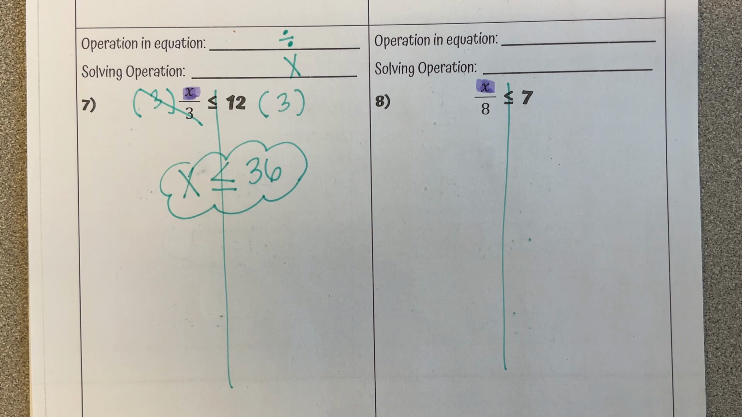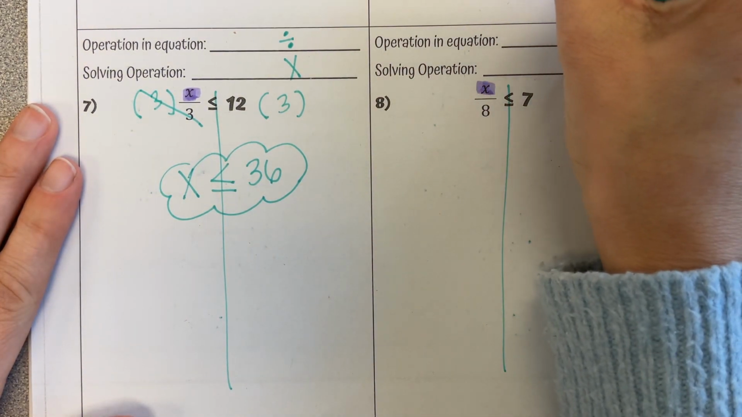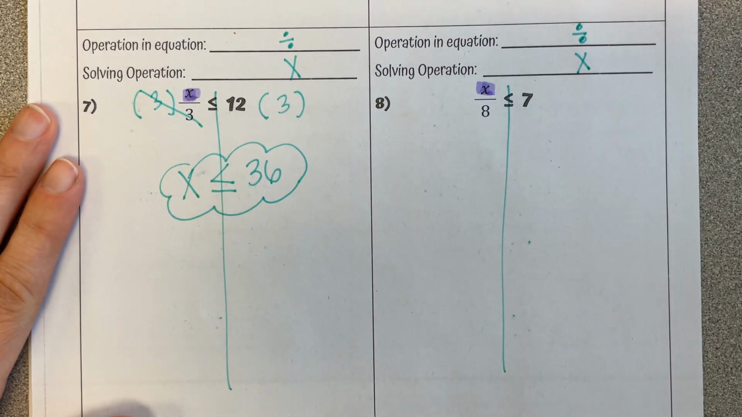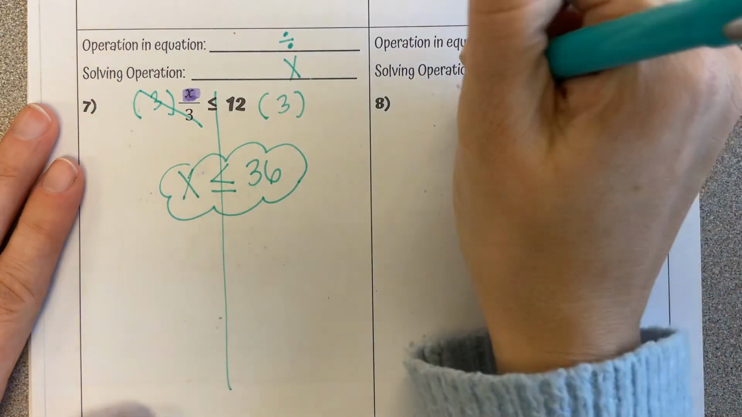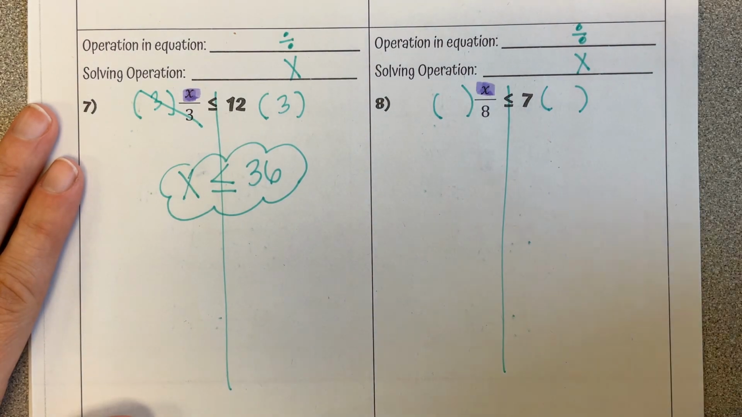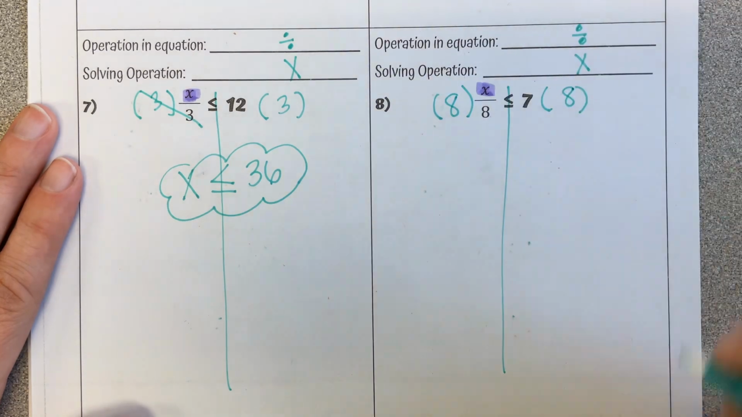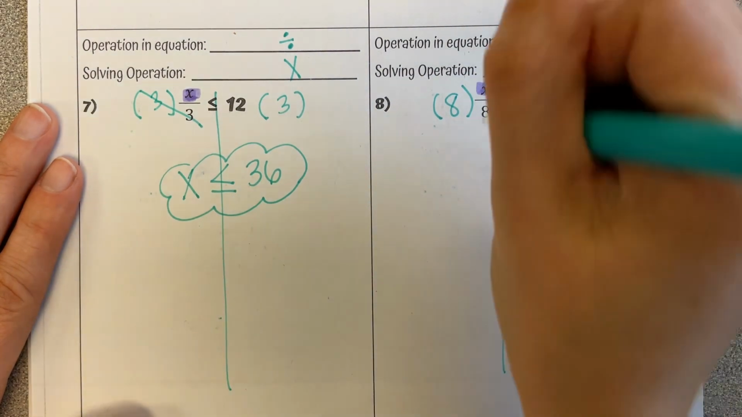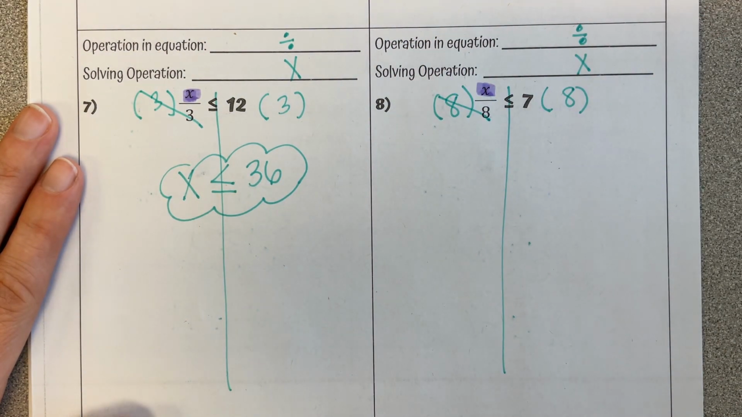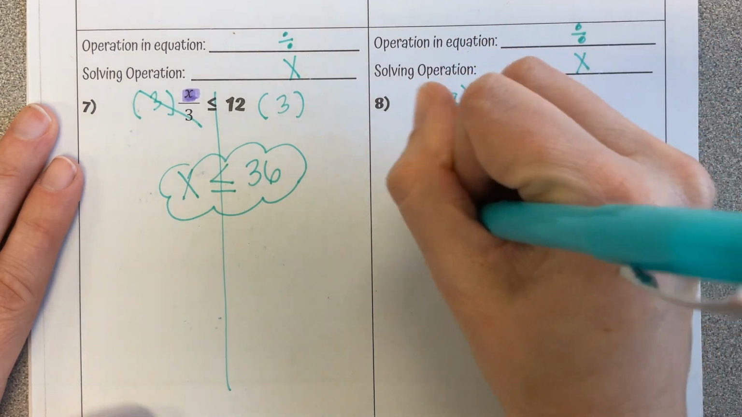Okay, number 8. Looking at our variable, we have that fraction bar, which means division is in the problem. So the opposite for solving is to multiply. Again, we're using parentheses to show multiplication, not x. X is being divided by 8, so the number we're multiplying by is 8. The 8's will cancel out on this side with the variable to leave x on its own. Bring down our inequality symbol, and then calculate. 7 times 8 is 56.